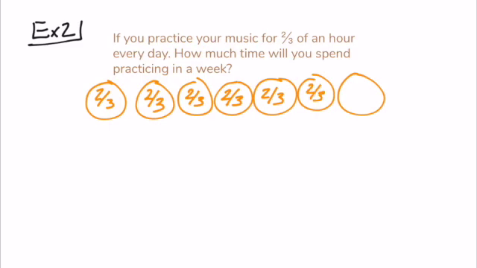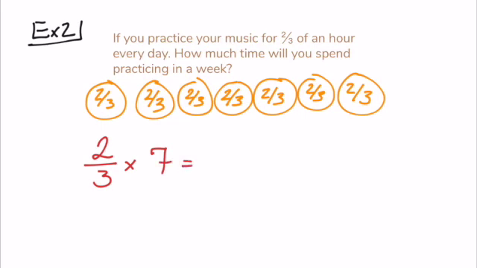Now, you could sit here and add all these together, but that would be silly. If we're making more of something, if we're doing 2/3 of an hour over and over and over again, it'd be much more simple to just multiply. So we're going to do 2/3 of an hour times 7.